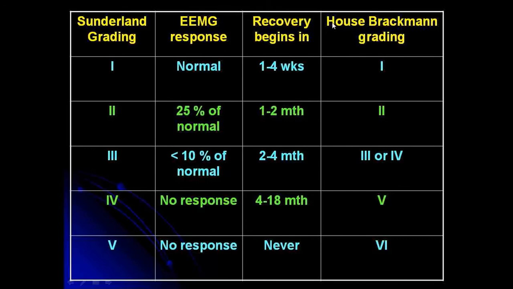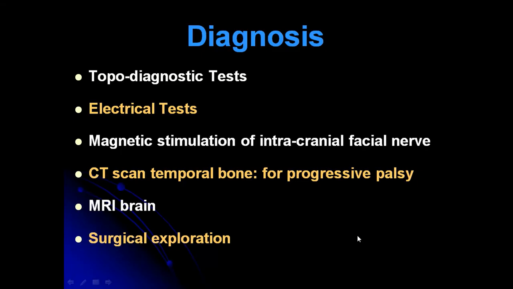We are not going into the details of the Sunderland grading and House-Brackmann grading. I told you grade 3 with 3 and grade 4 with 4. Up to this level it is good. Less than 10% of normal, recovery begins in 2 to 4 months. Beyond that, it is a bad thing.